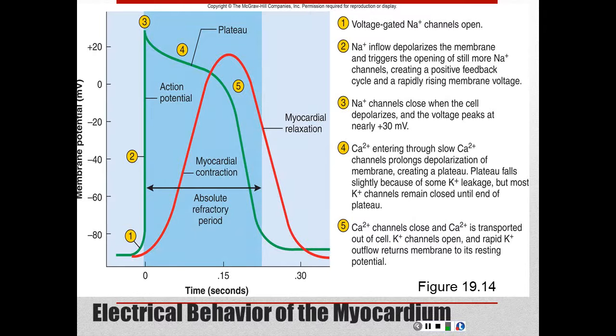So at the end of the plateau, calcium channels close. So now we're at number 5. The calcium channels are going to close, and the potassium channels are going to open, and the membrane voltage drops rapidly, and muscle tension declines soon afterwards. So I'm going to see if I can find another video on this for you guys, to look at what is going on with this type of behavior, the action potential of a myocardium.